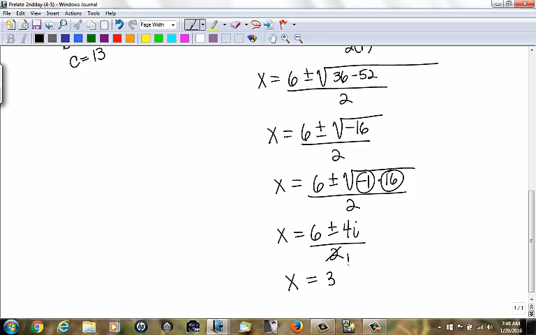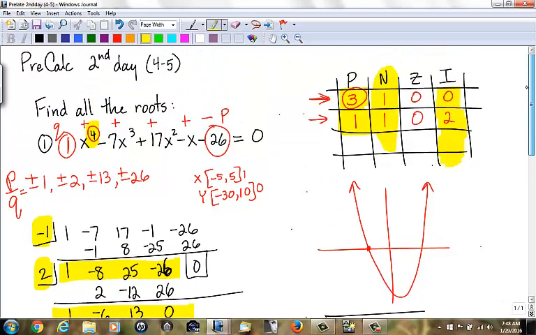A lot of times people do this, and you got to be careful. A lot of times people do, oh, and my answer is 3 plus or minus 4i. No, that 2 divides into both of them. You got to be careful when that's a polynomial over a monomial, so it goes into both of them. So you'd have 3 plus or minus 2i.